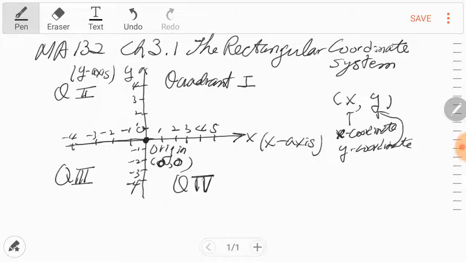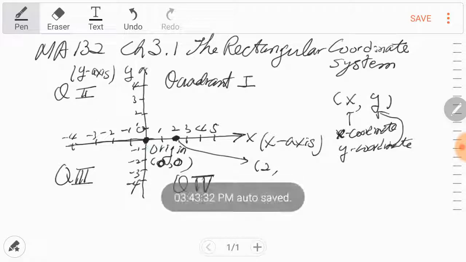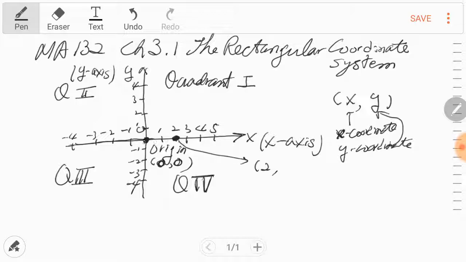Okay, then from this, let's find the coordinate of this point. The point is on the number line x at 2. Then what's the coordinate of this point? The x coordinate, the x value, is 2. How about the y value? As you go up from the origin, the number increases. If you go down, the number decreases. From the origin, we didn't move up or down. So the y value is 0.